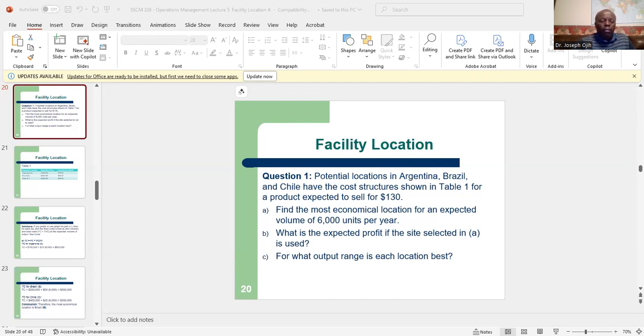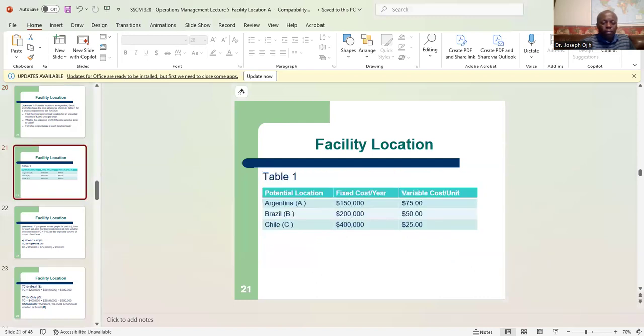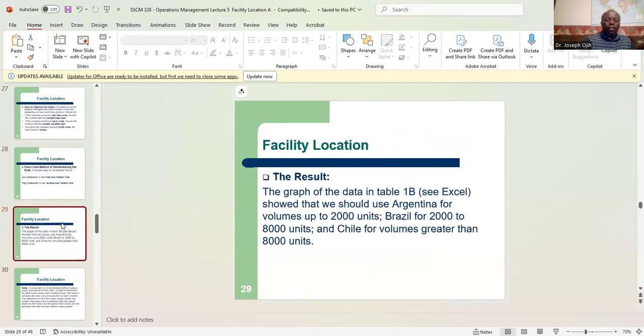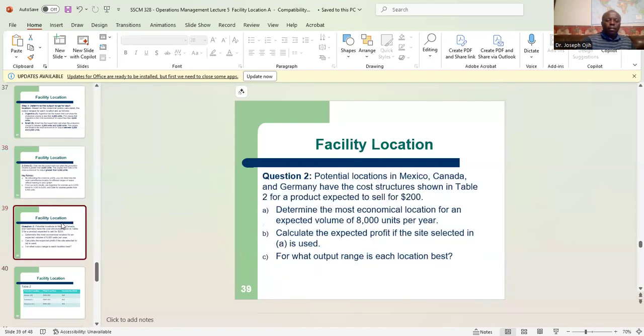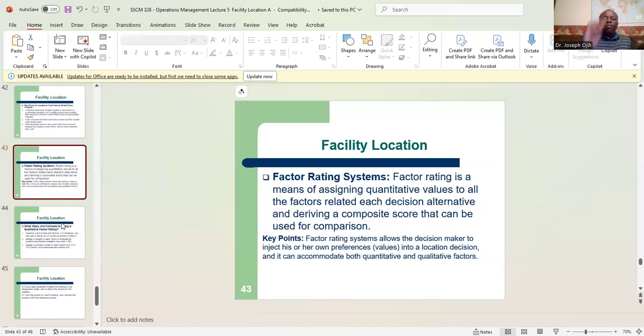Okay. Now, at this point, we're ready to review another method for determining the best location. Okay, I think I missed something here, so I'm gonna share it. Okay. The next method we'll be looking at is the factor rating system. The factor rating system.